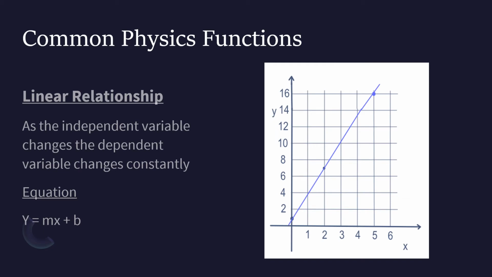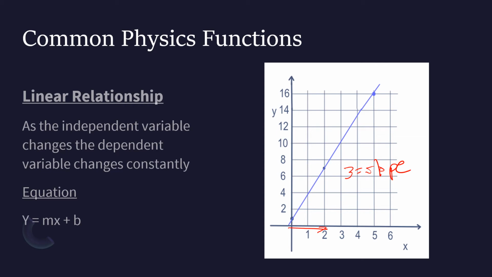Okay. The next graph is a linear relationship. This is where as x is changing, or the independent variable is changing, the dependent variable is going to change, but at a constant rate. So in this case, for every 2 you go to the right, it's going to go up by 6, right? So it's going to have a slope of 3, equals the slope 6 over 2.